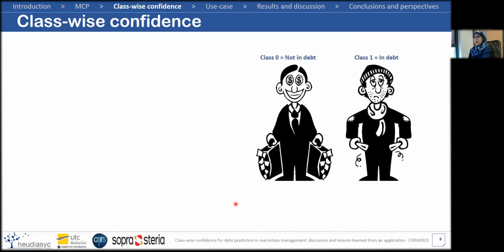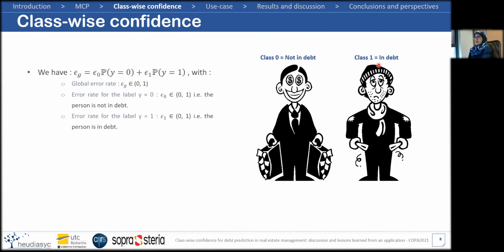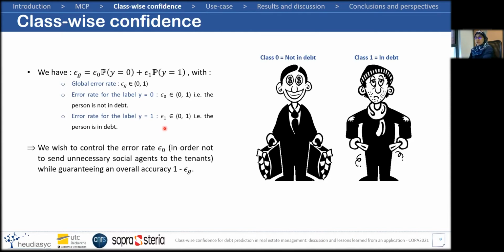Now we'll go to our class-wise confidence approach and why we need to use this. Our problem is that we have two categories of people, or two classes. Class 0 is people who are not in debt, and class 1 is tenants that are in debt. We have this equation that associates the global error rate epsilon g and the individual error rates epsilon 0 for class 0 and epsilon 1 for class 1.